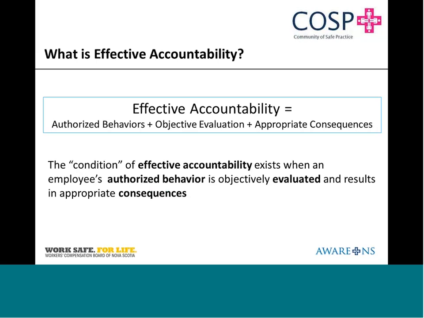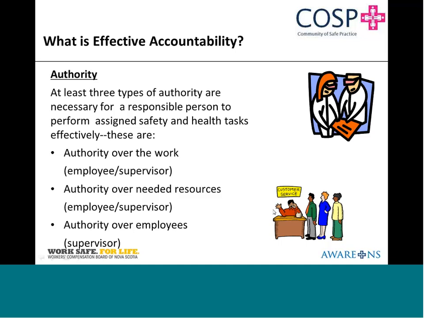So when we think about what effective accountability is, it's about authorized behavior. What are the things that are happening that are right? These are the things we're trying to have. Effective accountability is when you're looking at authorized behaviors, doing an objective evaluation with the appropriate consequences. The condition of effective accountability exists when employees' authorized behavior is objectively evaluated and results in appropriate consequences. That could be on the positive or the negative side.